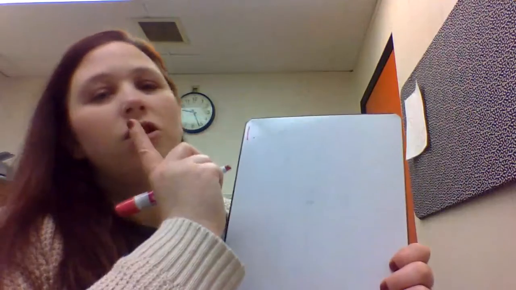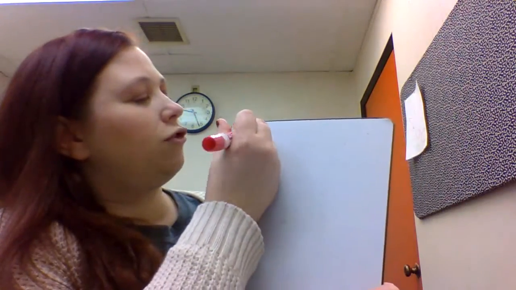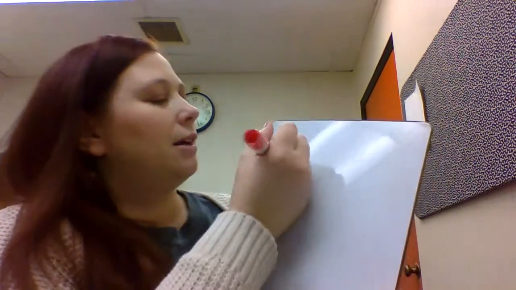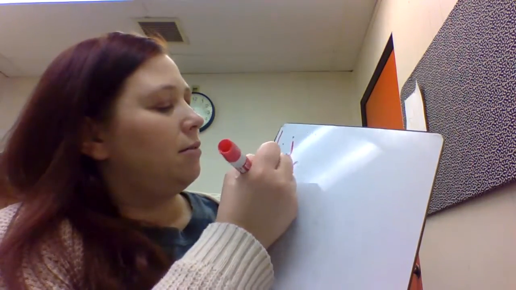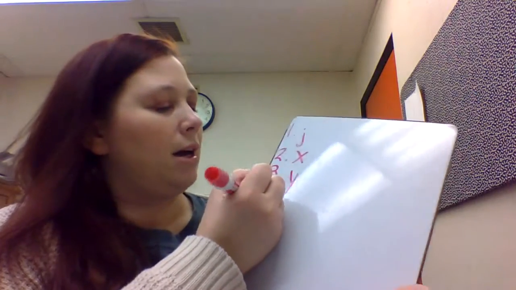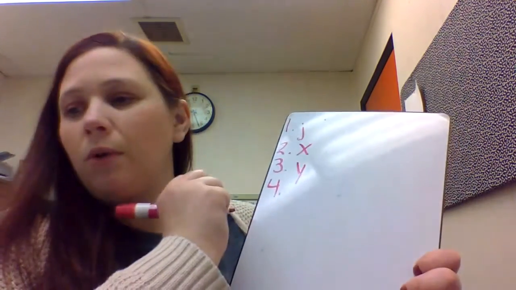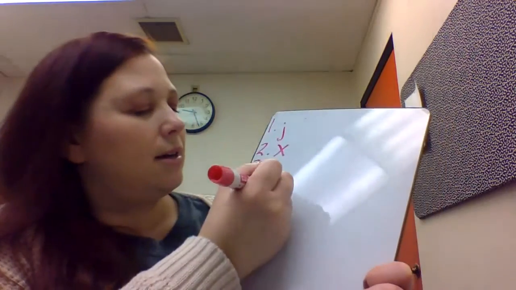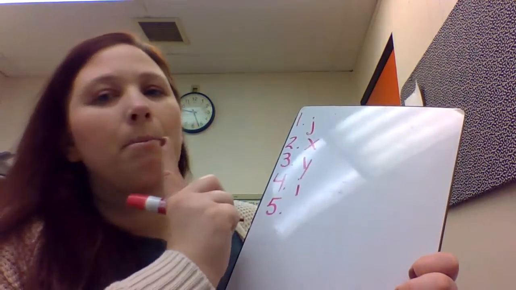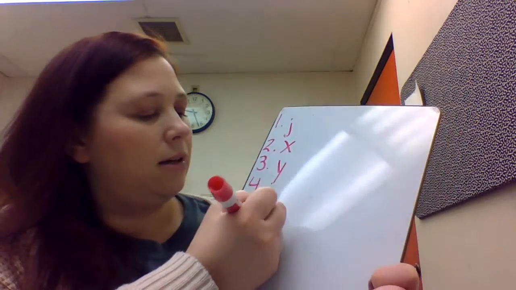On number 1 we have J. That's J. Number 2, we have X. Number 3, we have Y. Number 4, we have I. Number 5, we have B.